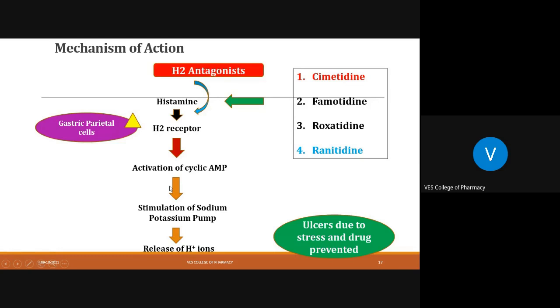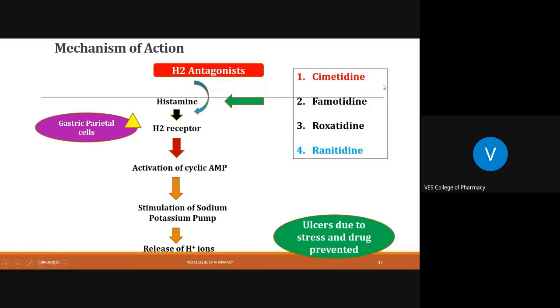So what will our drug do? They will bind on this receptor and block the H2 receptor. Mostly this particular treatment is given for stress related ulcers and drug related ulcers. Whenever there is NSAID related ulcer, in that also we can give the H2 antagonist.